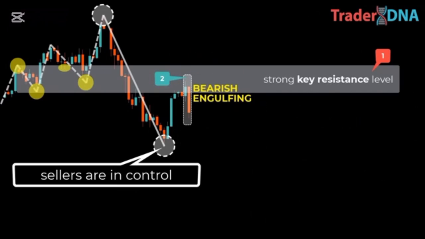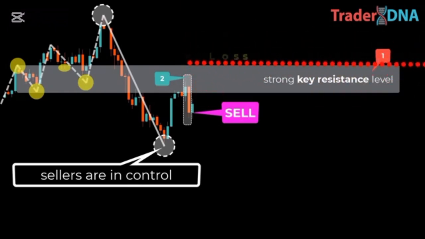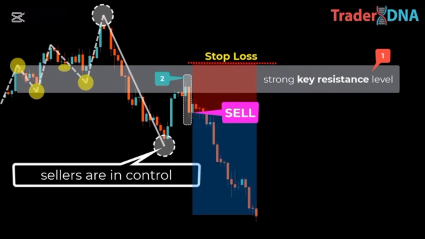So what's the next move? Open a sell position on the next candle's opening price. Set your stop loss just above the nearest swing high, and then boom, the price crashes down hard, handing us huge profits. This is why understanding swing highs, swing lows, and market structure is so important.